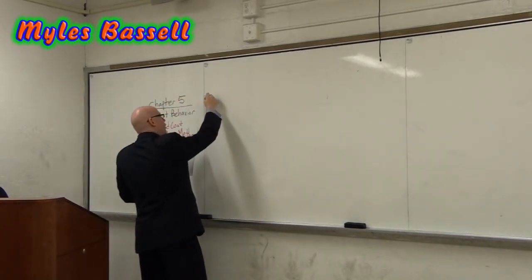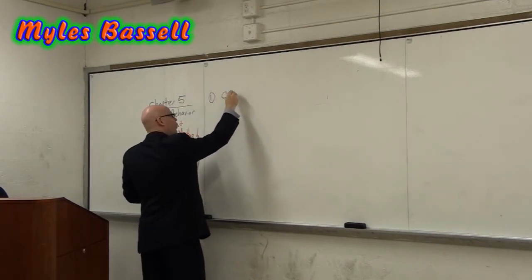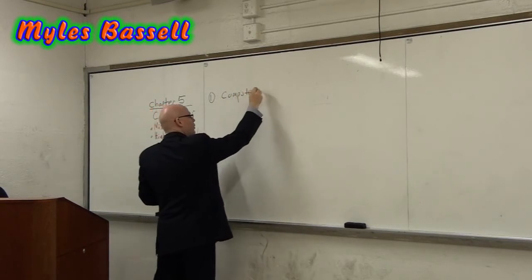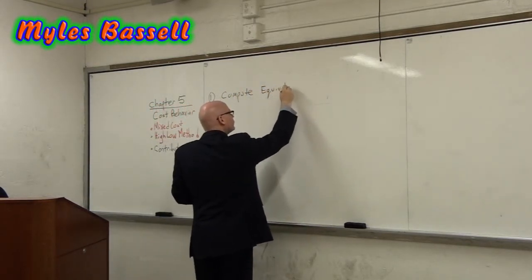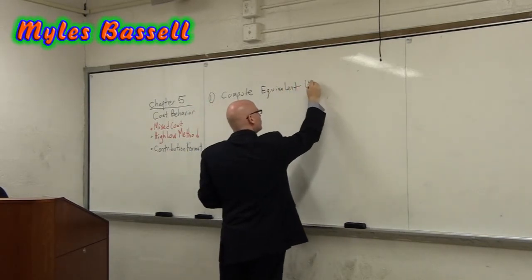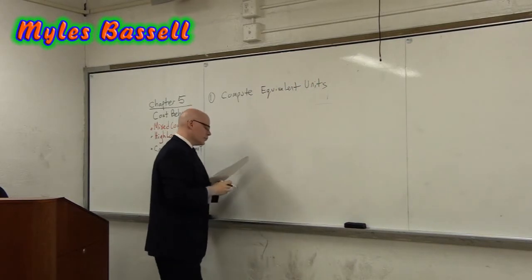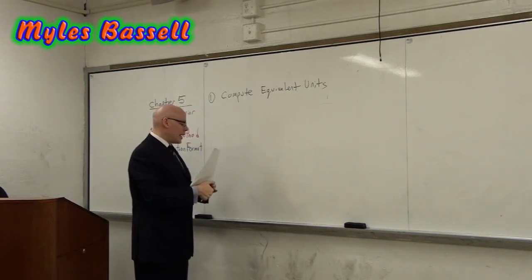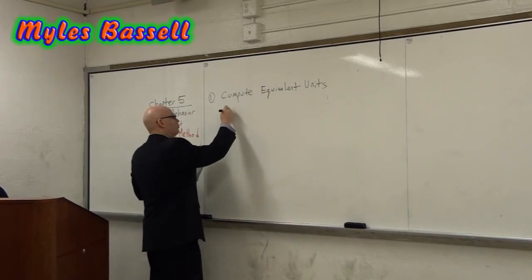All right, so the first part is very straightforward. What we're going to do, like we've done before, is compute the equivalent units. And Damon told us that the units in ending inventory were 3,000.